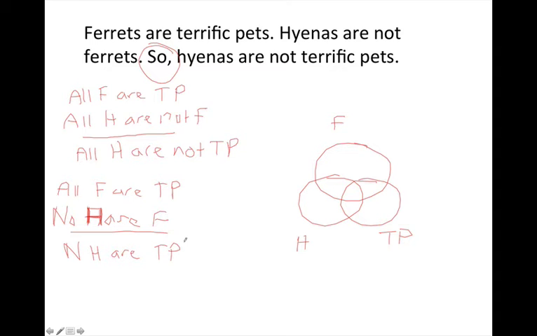Notice that we have universals, so we don't need to worry about which to diagram first. We can just diagram them in order. All ferrets are terrific pets. We shade the area of F that's outside of terrific pets, and we ignore the line designating the hyenas class because that's not at issue for us in diagramming the first premise. Then we move on to no H are F. Diagram, diagram, diagram. We're shading the HF area of overlap. Now, if the argument is valid, we will see the HTP area of overlap is shaded.